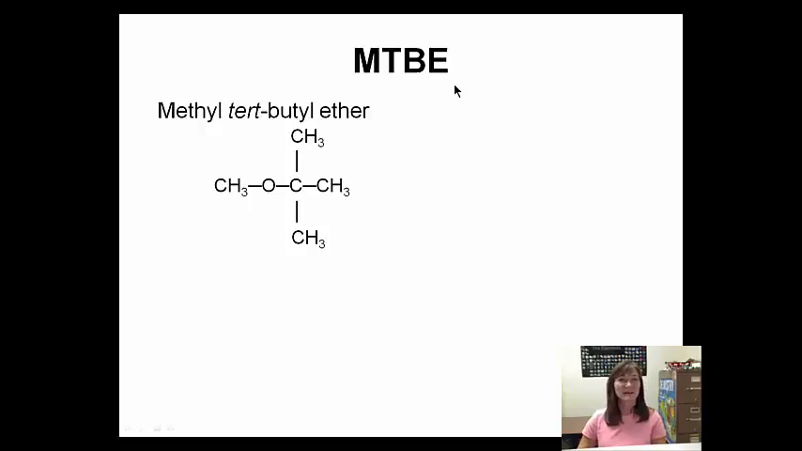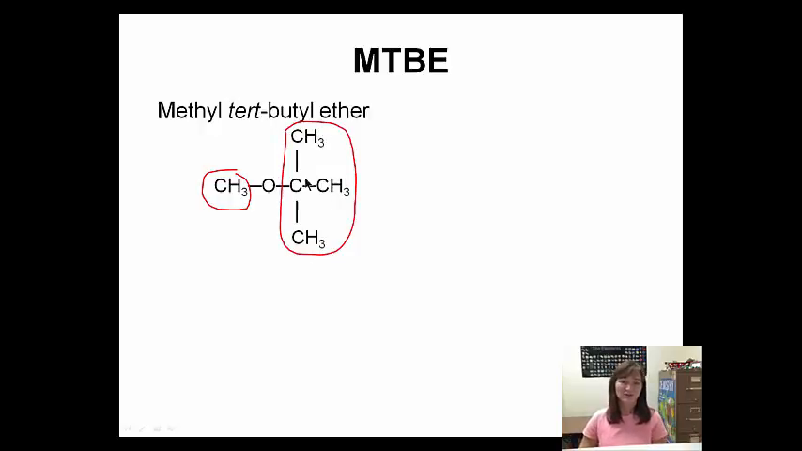MTBE is an example of an ether. It is methyl tert butyl ether. Some of you may have heard about this. This is a pretty popular compound. So here is the methyl group. This group right here, I'm not asking you to name a branch. This is one of those branched branches sort of a thing.